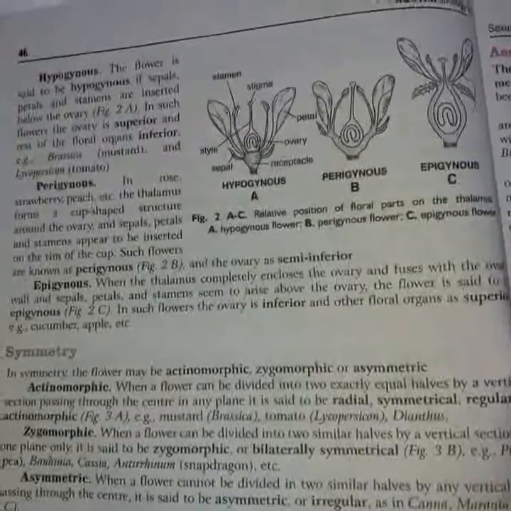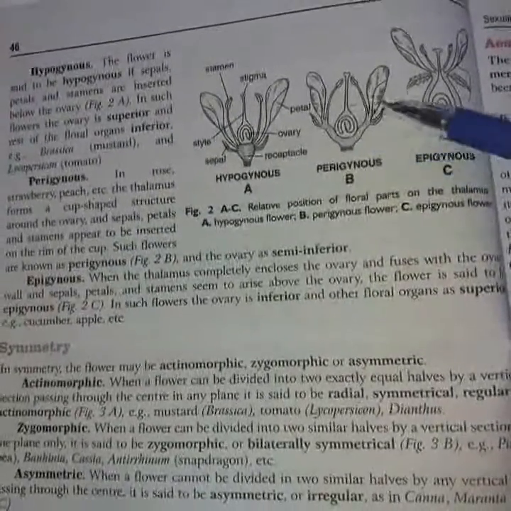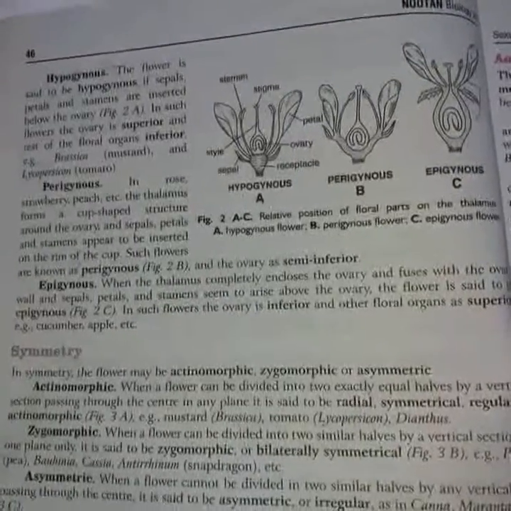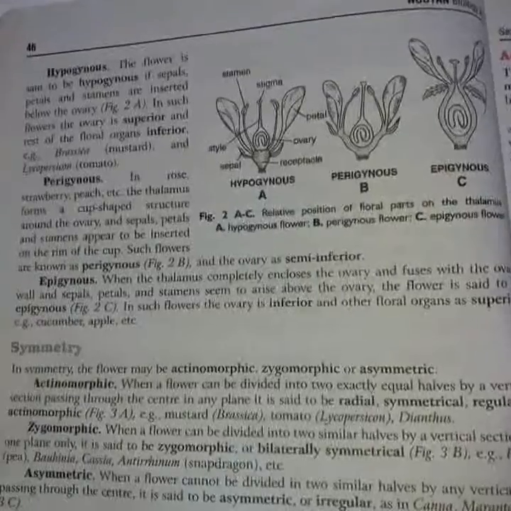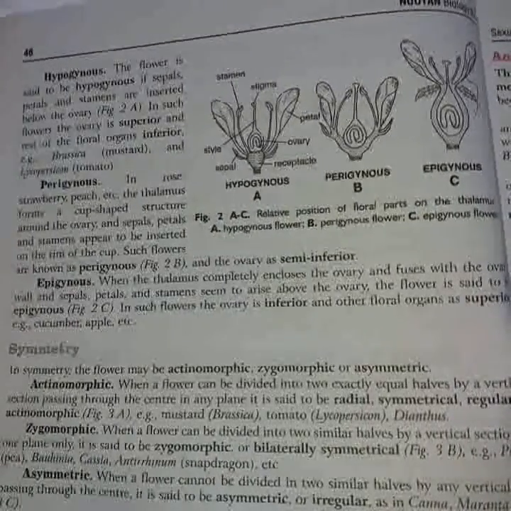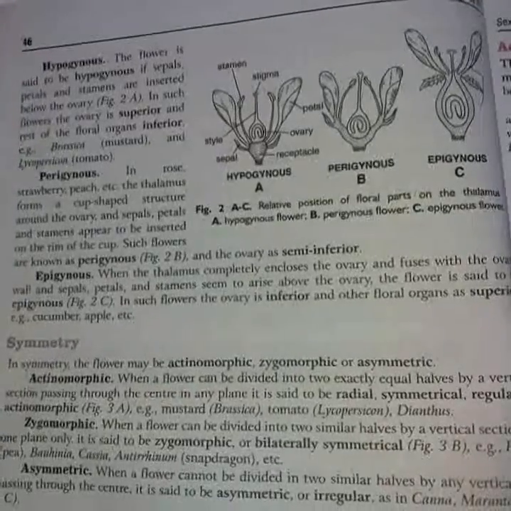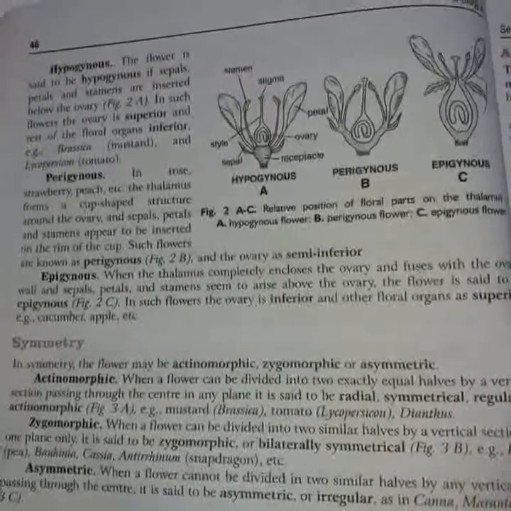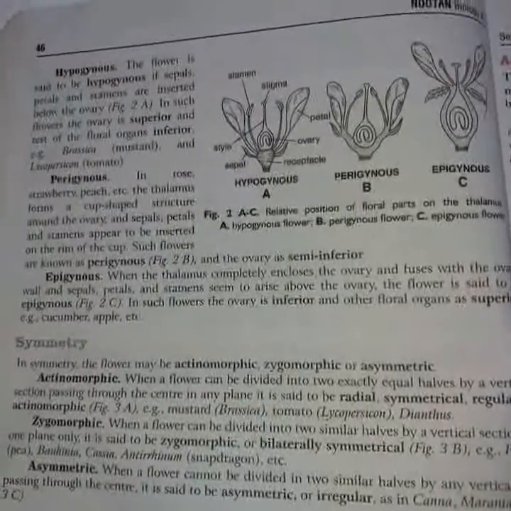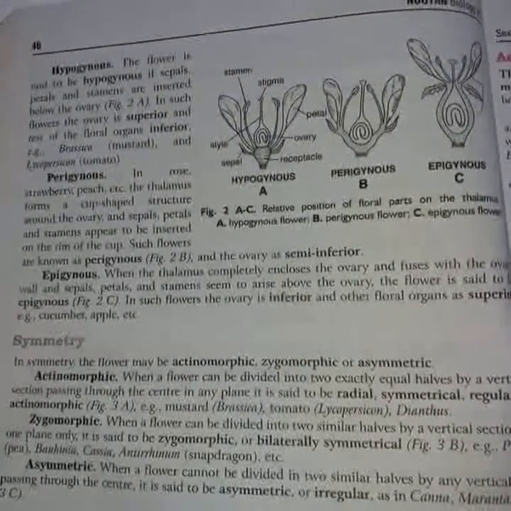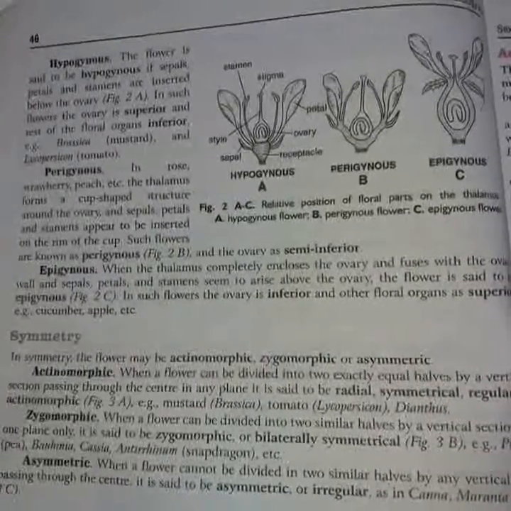semi-inferior ovary because the ovaries are half covered by the thalamus. Rose, strawberry, peas, etc. contain perigynous type floral diagram and semi-inferior type ovary. Next is the epigynous.